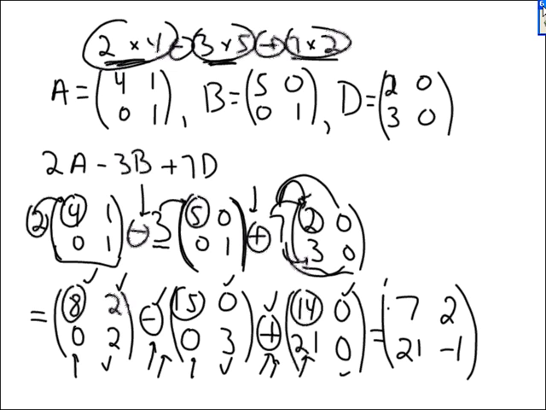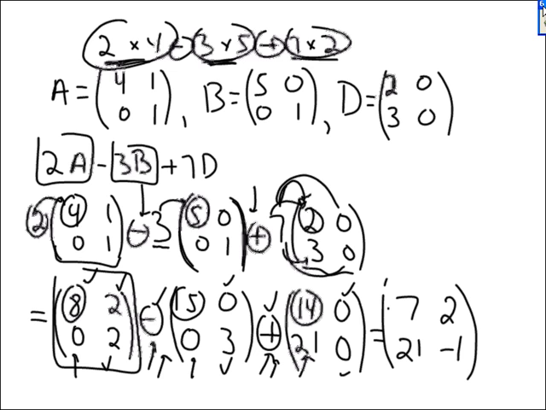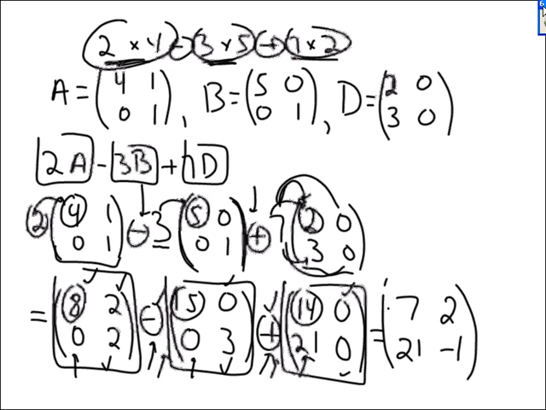There it is. First, calculate 2 times A. Here it is right here. Next, calculate 3 times B. Here it is. Lastly, calculate 7 times D. There it is. Now, and only now, do you add and subtract the matrices.